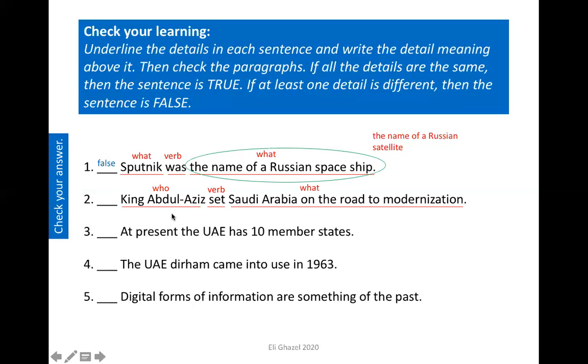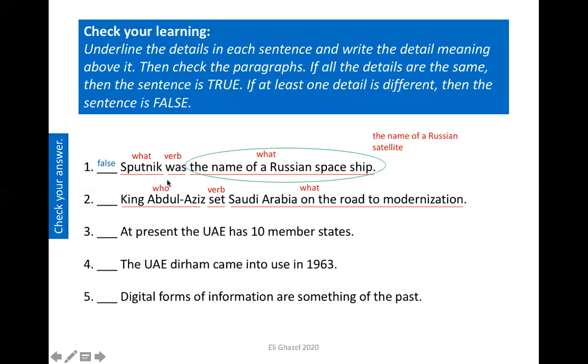King Abdulaziz is a who. Set is the action or the verb. Set what? He didn't set Saudi Arabia. He didn't set Saudi Arabia on the road. He set Saudi Arabia on the road to modernization. That's the detail. He set Saudi Arabia. What did he do? He set what? Saudi Arabia on the road to modernization.